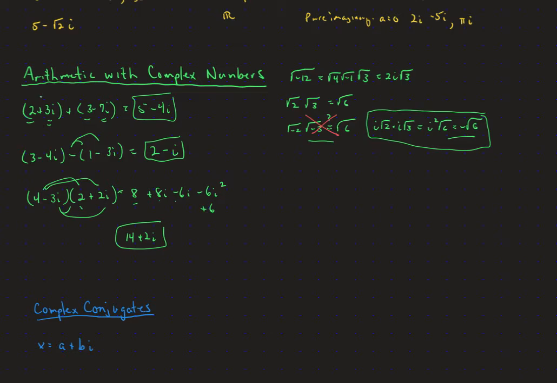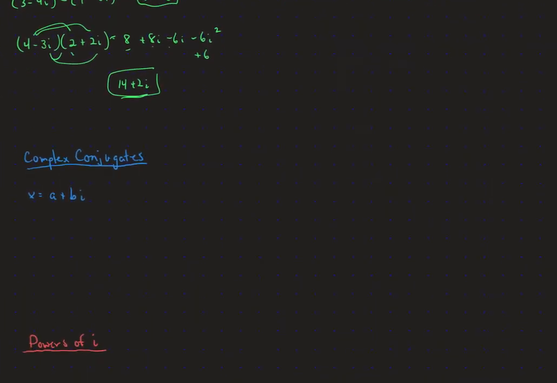When you take a complex number and add to it another complex number, or subtract it, or multiply it, what you get is still going to be a complex number. Okay, we're going to save the division thing until after we talk about complex conjugates.